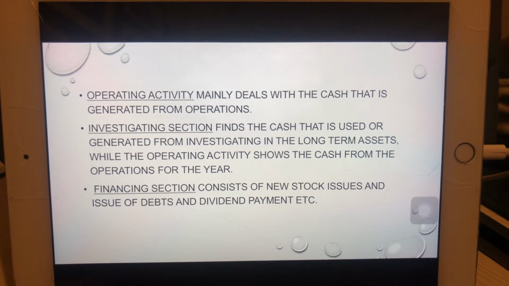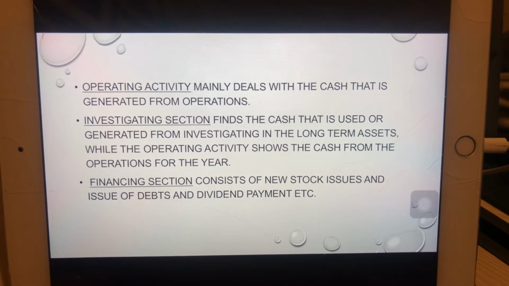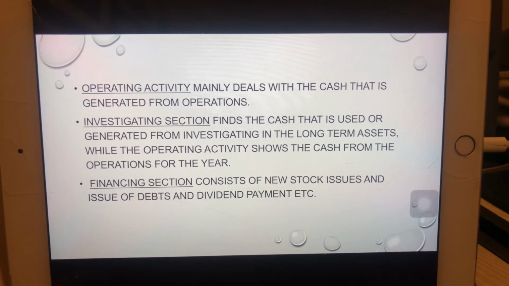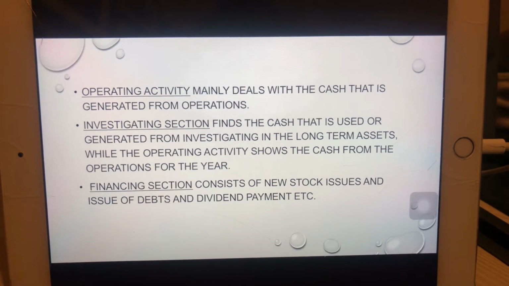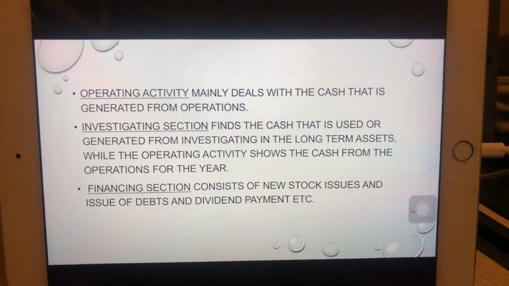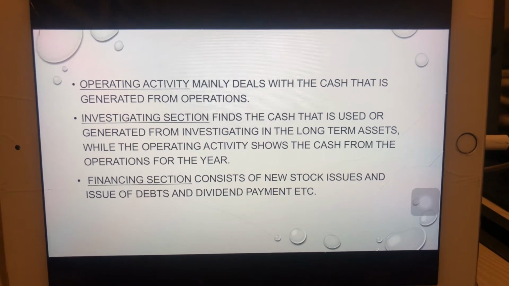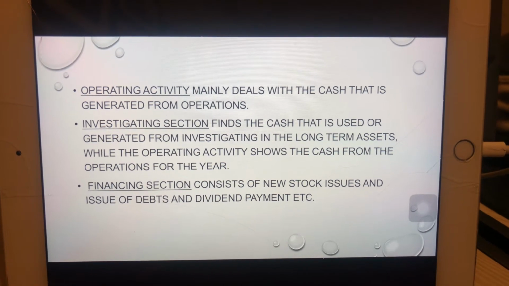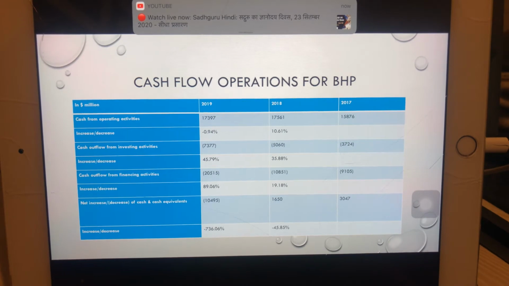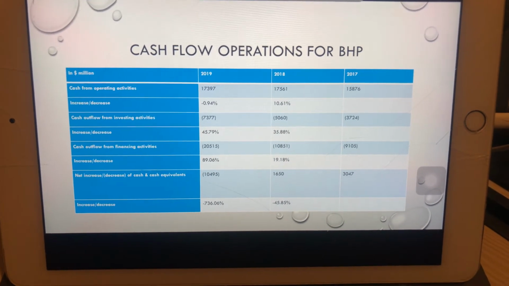Next is the investing section. It finds the cash that is used or generated from investing in the long-term assets, while the operating activity shows the cash from the operations for the year. Last but not the least is the financing section, which consists of new stock issues and issues of debts and dividend payments, etc. Now, let us discuss the cash flow operations for the company BHP Limited.